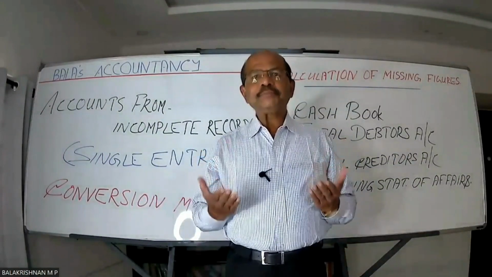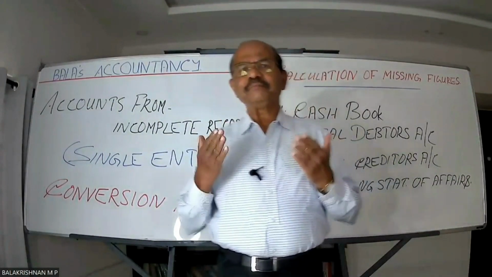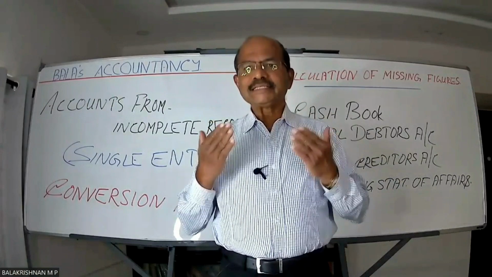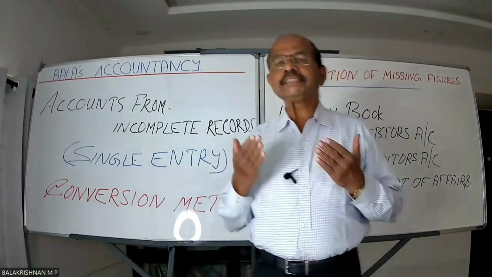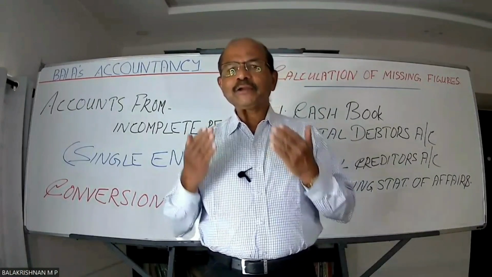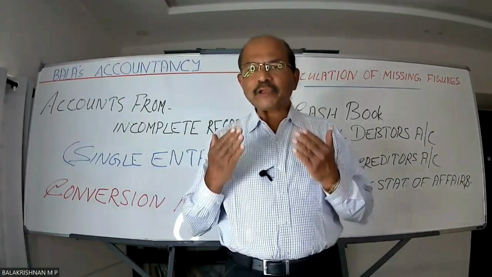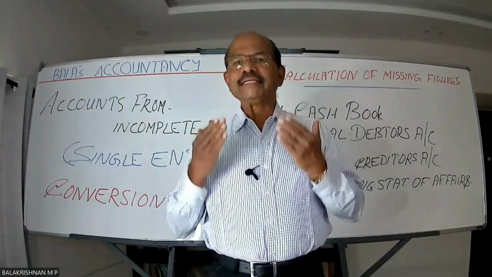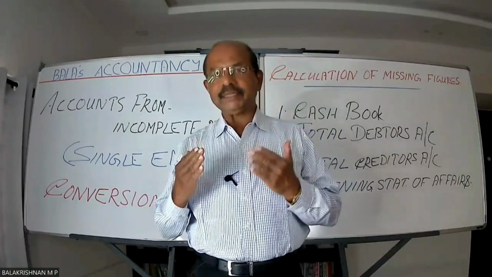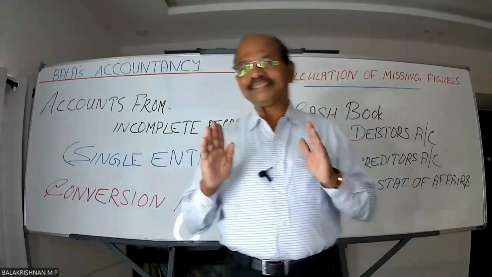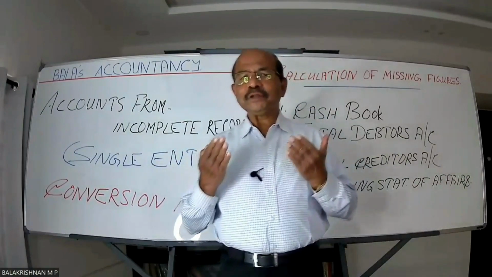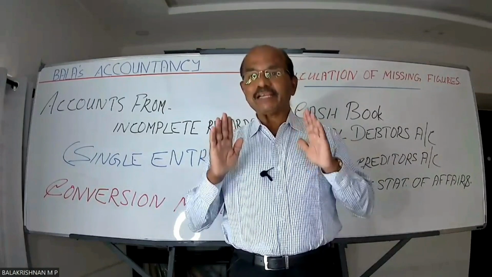For better management of the business, avoiding harassment by the revenue authority, and facing the challenge of the competitors in a scientific manner, sometimes a trader may adopt the double entry system, giving up the single entry system. Therefore, this method of collecting information as per the requirement of the double entry system of bookkeeping is termed conversion method.